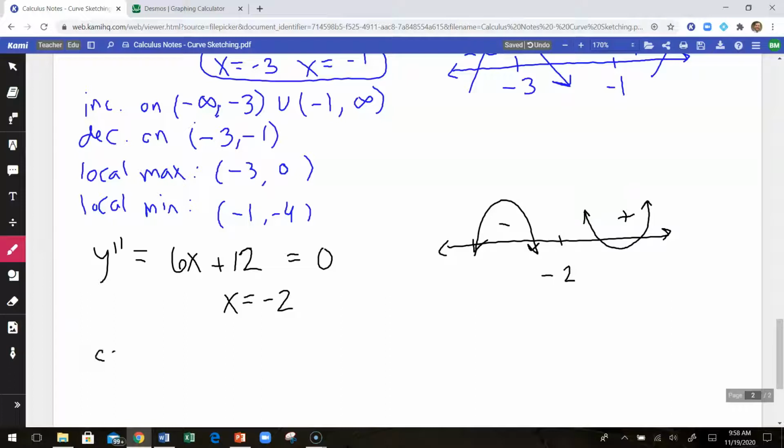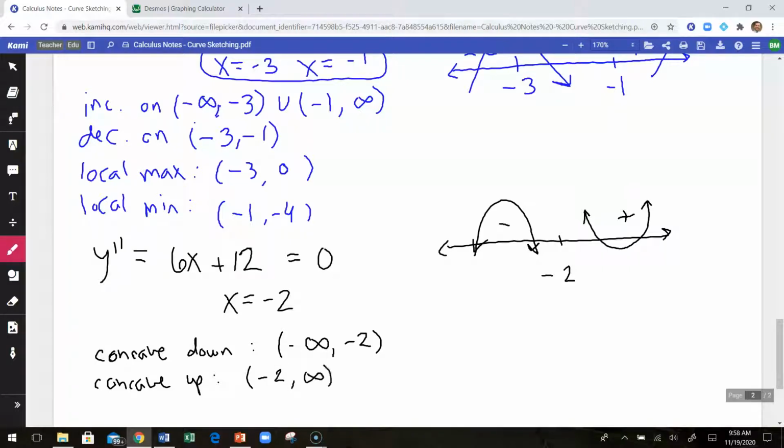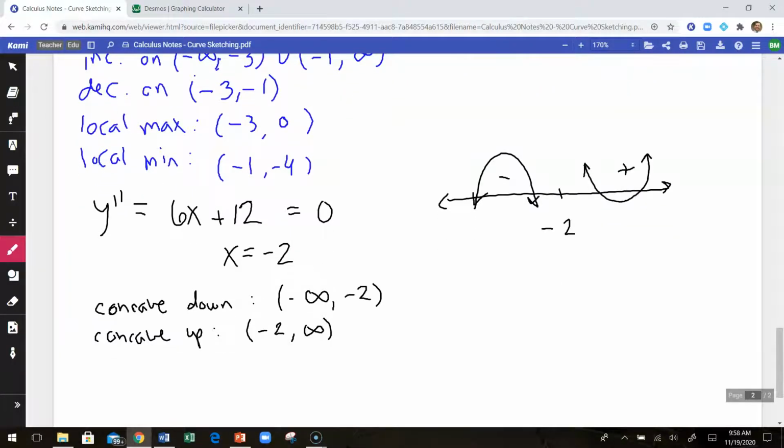So we're going to say that this is concave down on the interval from -infinity to -2, concave up on the interval from -2 to infinity. And again, because we switched concavity, there is going to be an inflection point here. So there's an inflection point at -2, comma, whatever we get when we plug in -2.